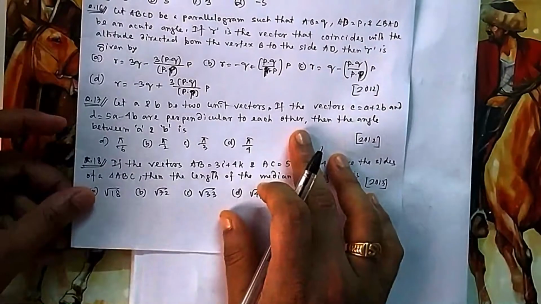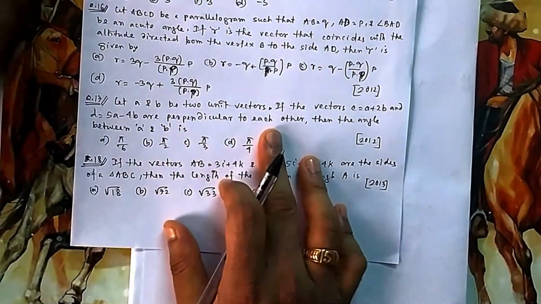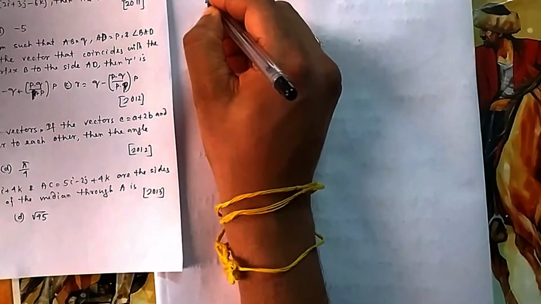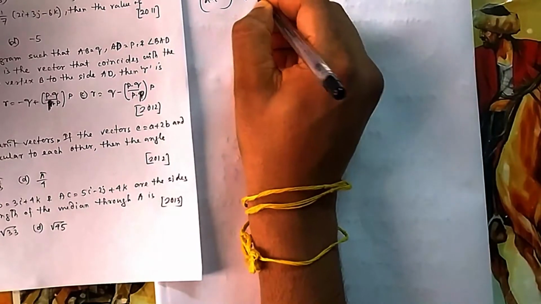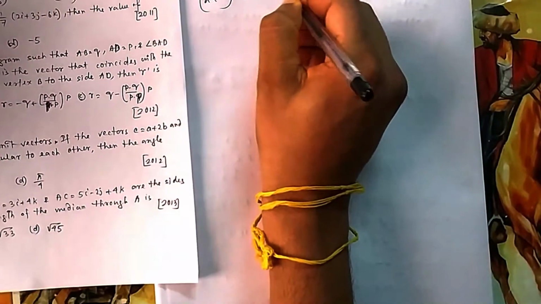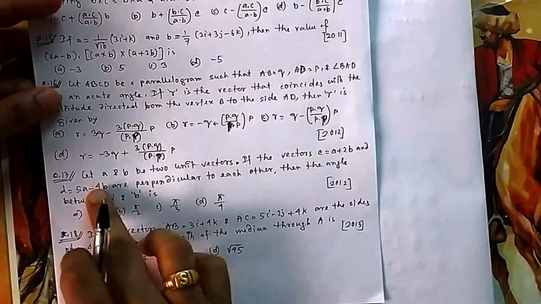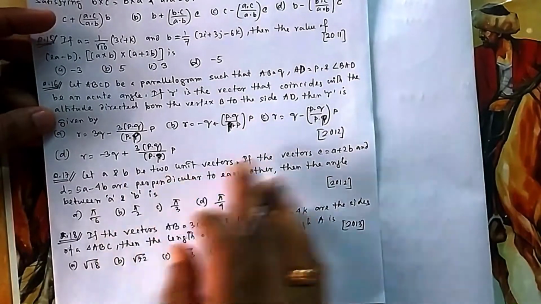Next, if you come to question 17, let A and B be two unit vectors. The vectors A plus 2B and 5A minus 4B are perpendicular to each other. This is easy. Perpendicular means their dot product should be 0. So (A plus 2B) dot (5A minus 4B) should be equal to 0, because these two vectors are perpendicular and A and B are unit vectors.